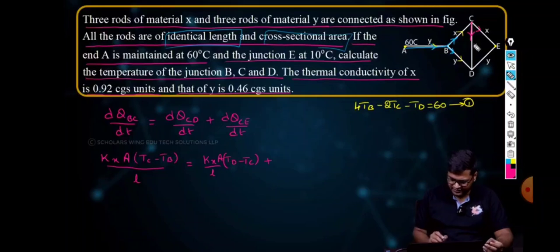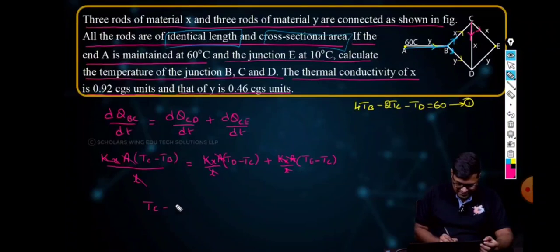So that is again made of X. So Kx A by L times of TD minus TC, TC minus TB. Okay. So this will be TE minus TC. Okay. So as you can see, all are made of X material. So Kx A by L cancels on all of them.